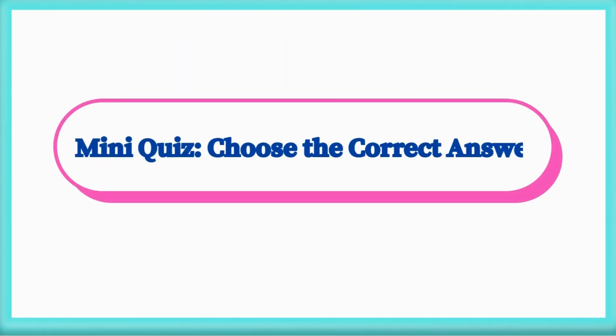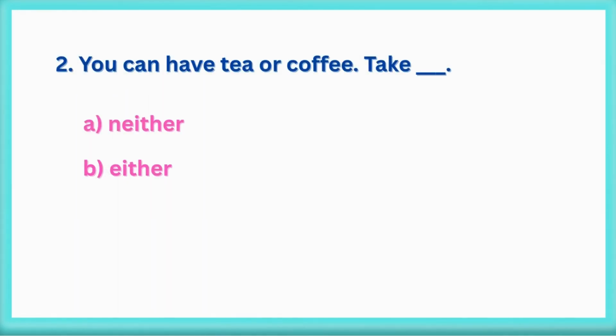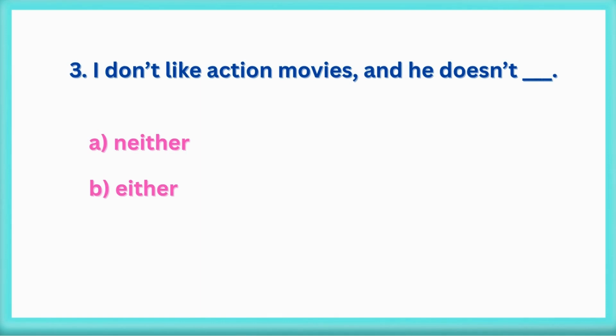Mini quiz. Choose the correct answer. One: I don't like sushi. Do I? A. Either. B. Neither. Two: You can have tea or coffee. Take A. Neither. B. Either. Three: I don't like action movies and he doesn't. A. Neither. B. Either.